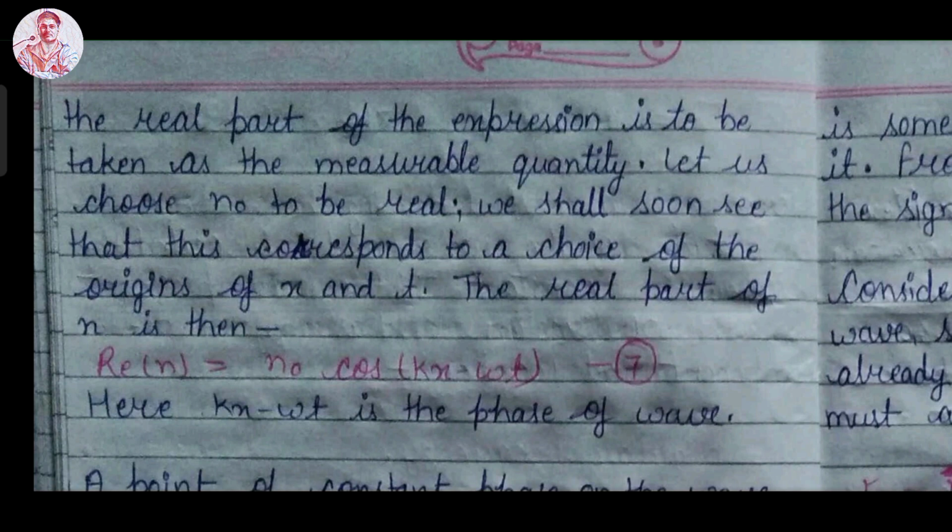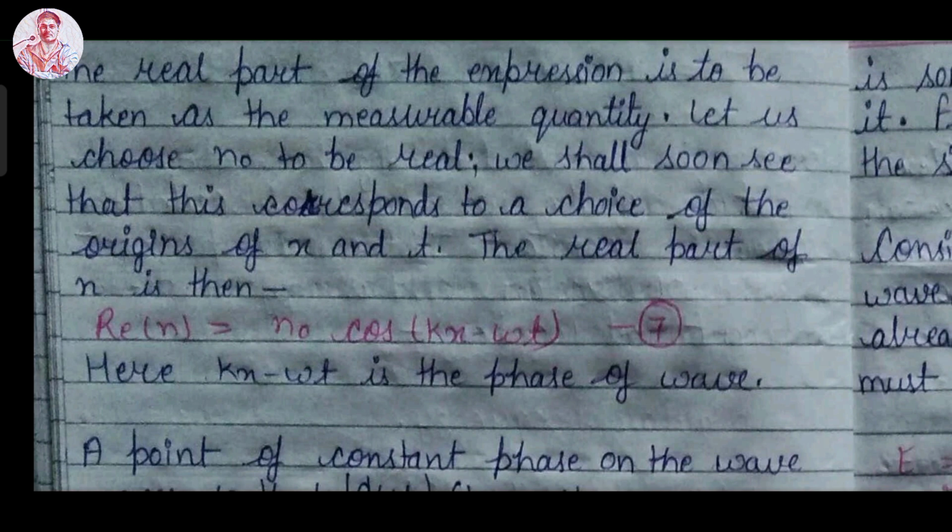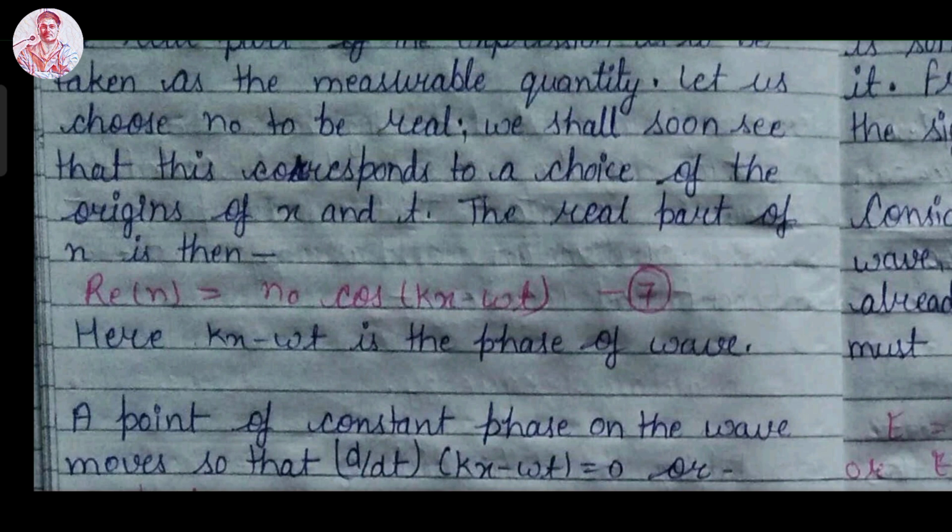The real part of the expression is to be taken as the measurable quantity. As we know, e raised to the power iθ is equal to cos θ + i sin θ. Here we have two parts, the real part plus the imaginary part. Here we will take only the real part. Hence the real part of n we can write as n0 cos(kx − ωt). Let's take this as equation number 7.